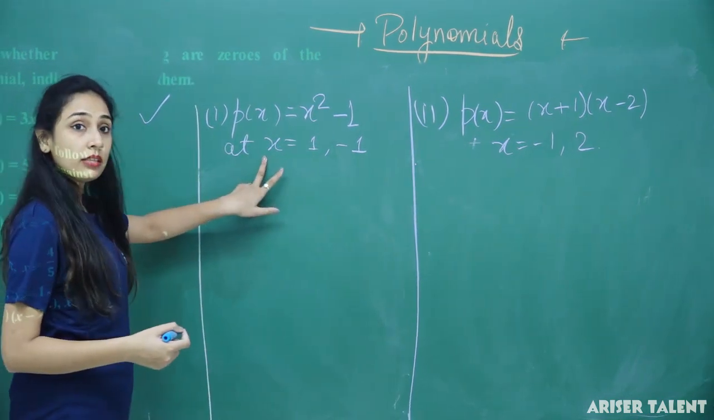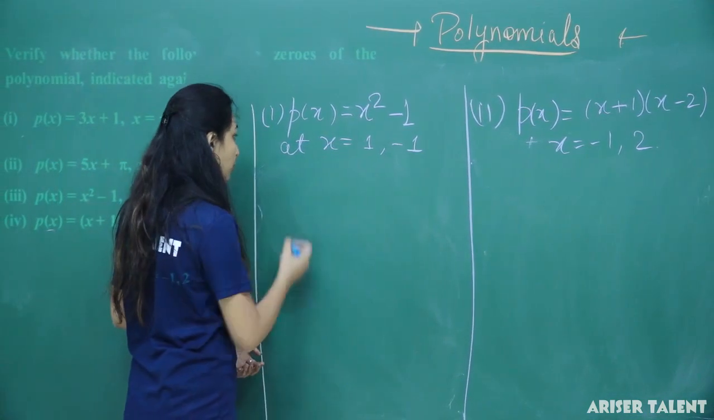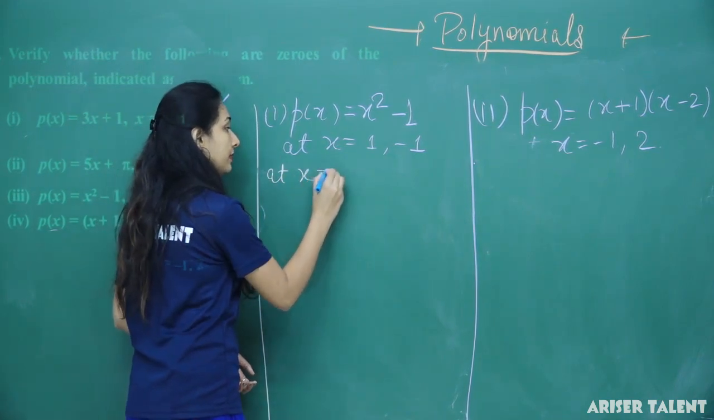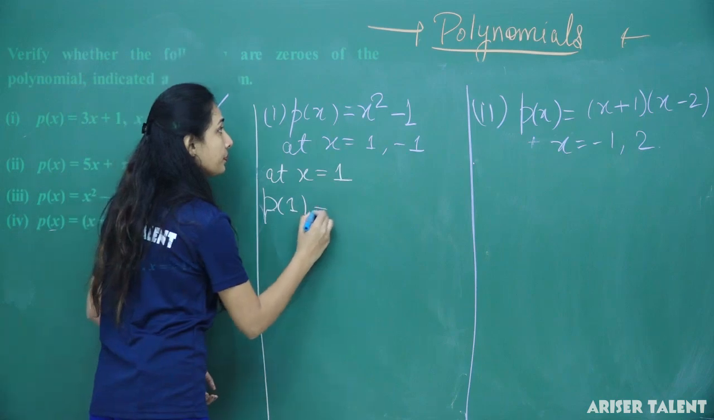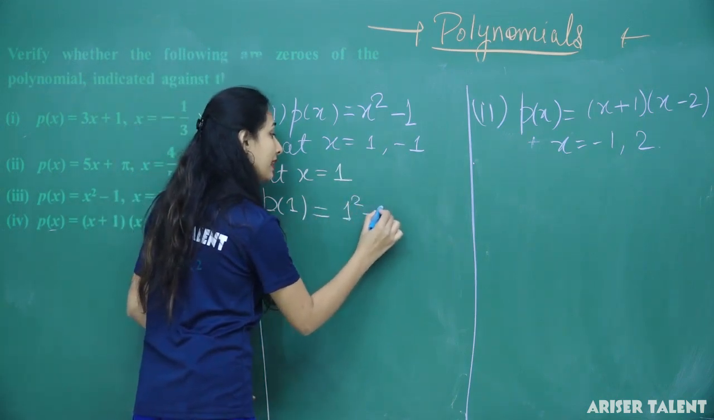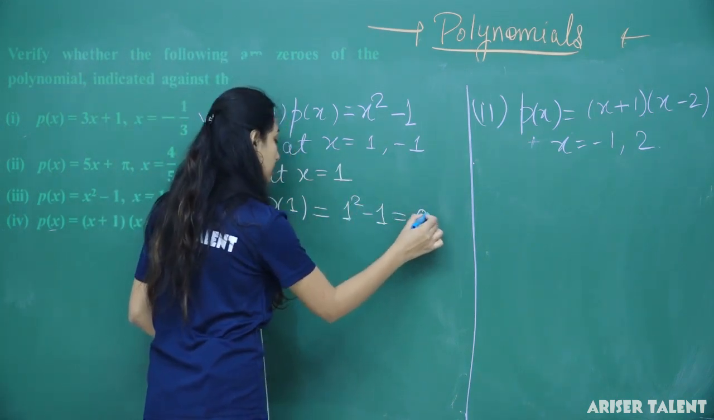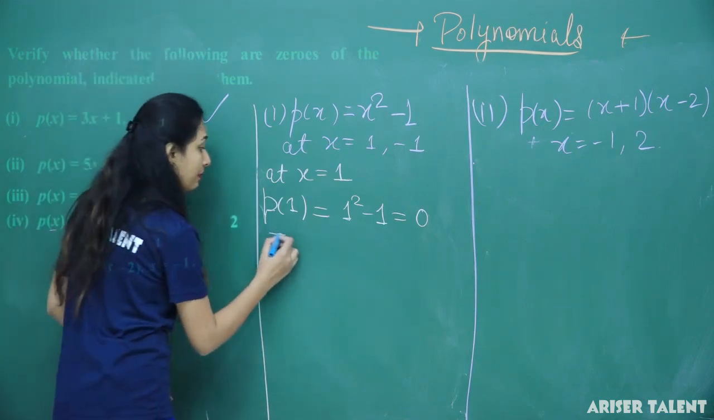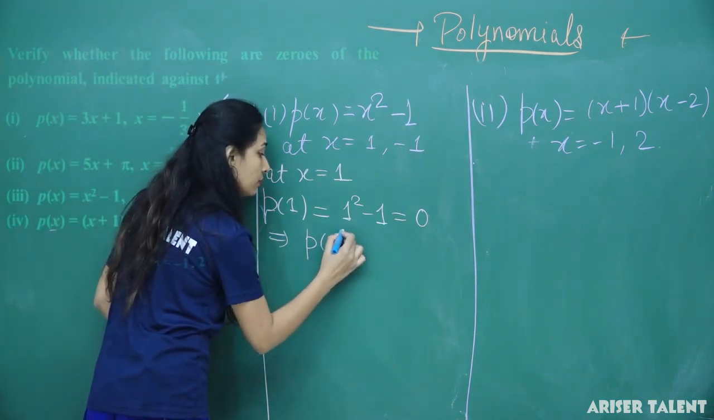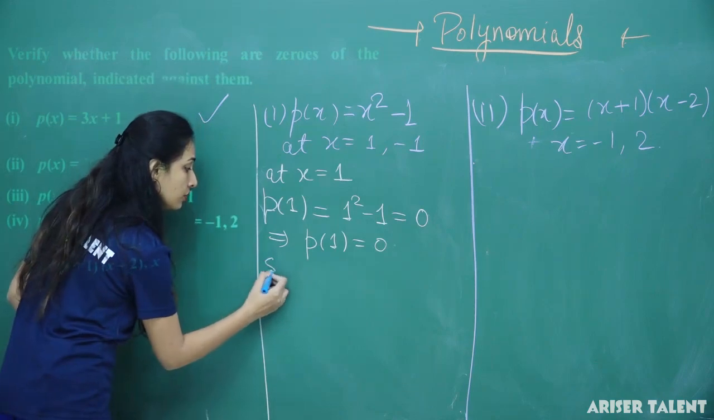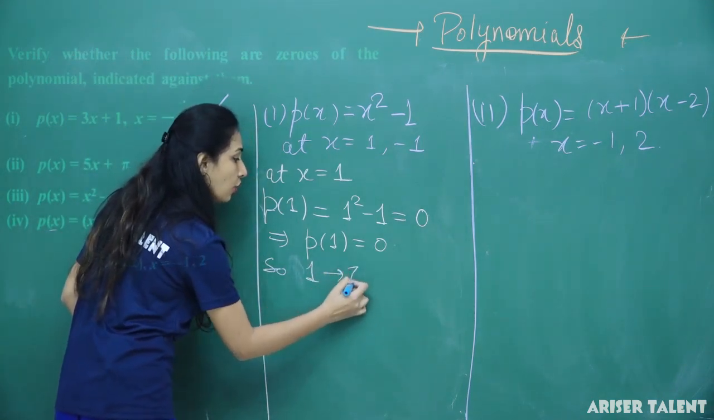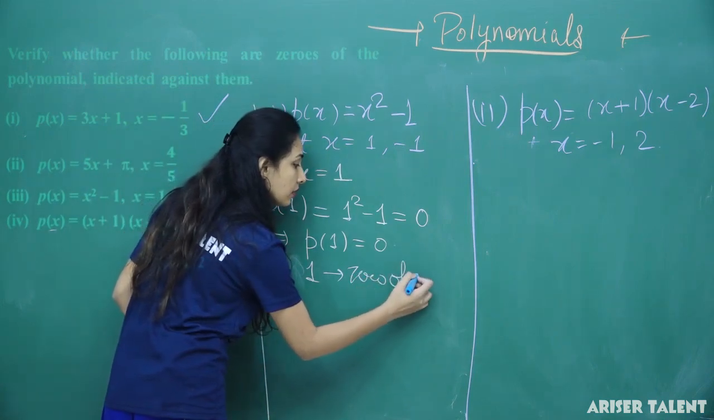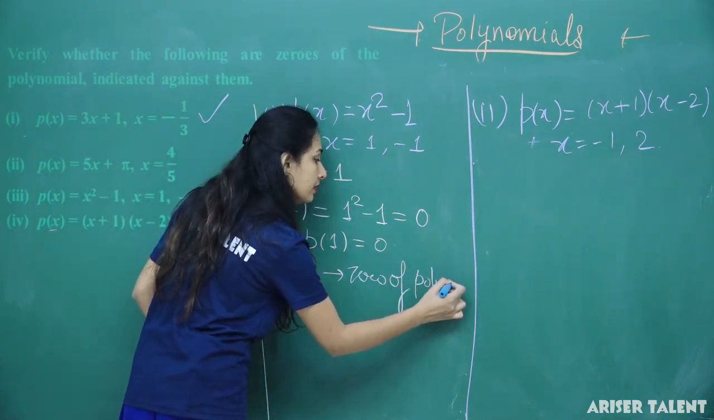So at x equals 1, p(1) will become 1 squared minus 1. Now 1 squared minus 1 is 0. Now this implies that p(1) equals 0. So 1 is a zero of the polynomial. It is.